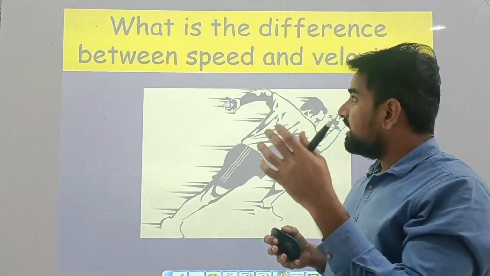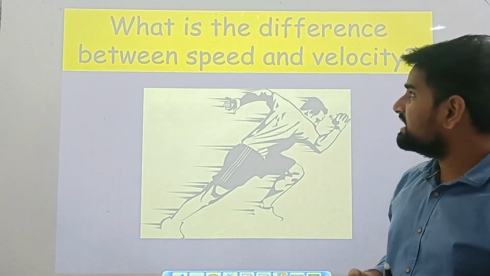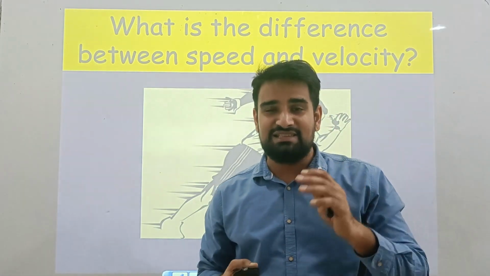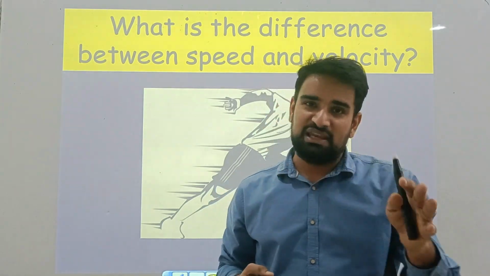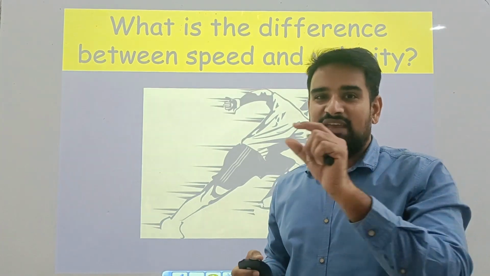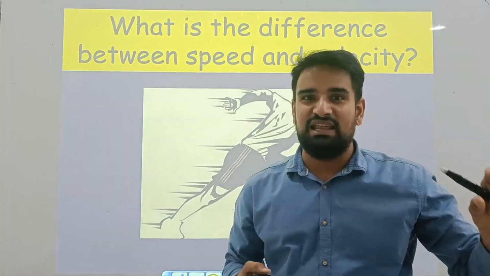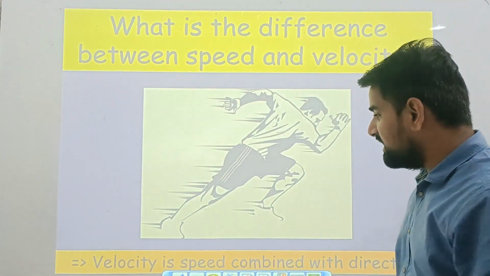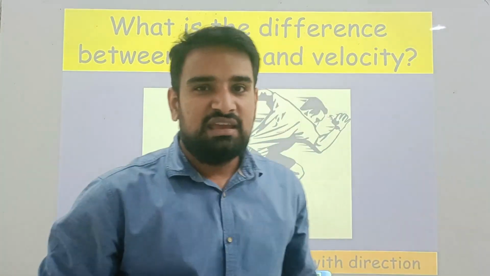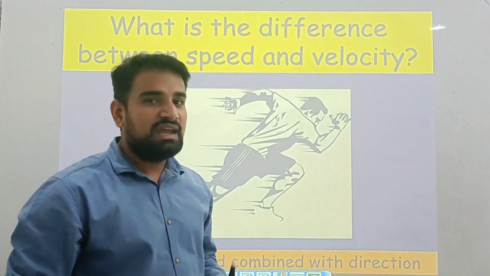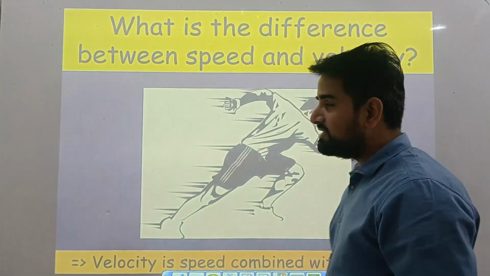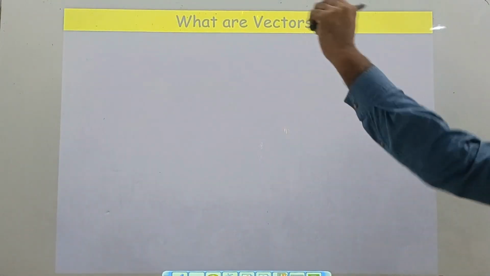Anyway, if I ask what is the difference between speed and velocity, you must have studied in physics that velocity is itself a speed with a direction. So we can say that velocity is a speed combined with a direction. Basically, velocity is a vector quantity and speed is a scalar quantity. Okay, let's move ahead and find out what vectors are.